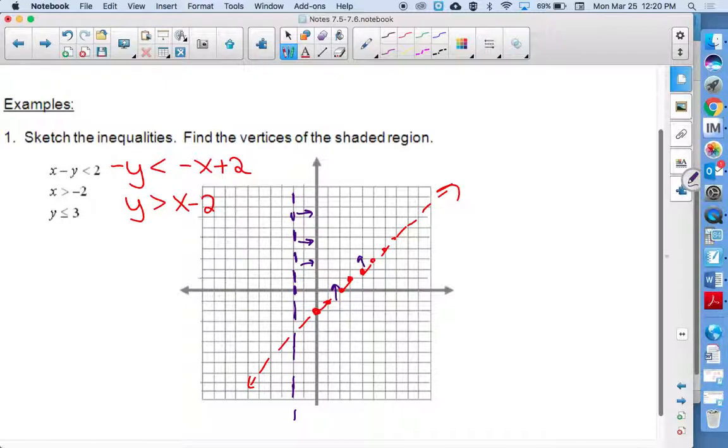Kyle, the last one is y is less than or equal to 3, so that would be a horizontal straight line at 3. Solid or dashed? Solid. This one's the solid line because it has less than or equal to. And that's below. So we have a triangular region.